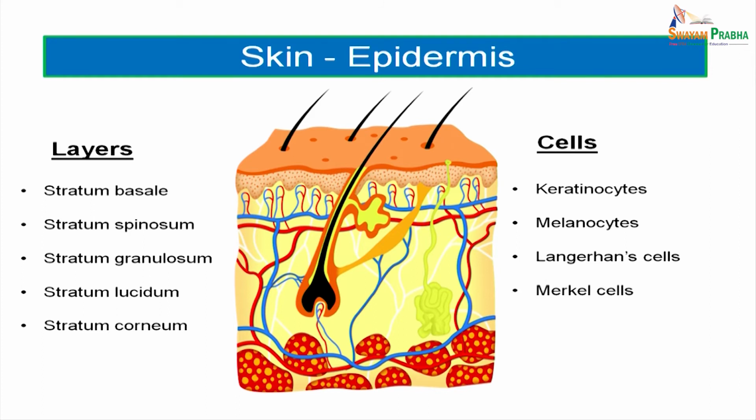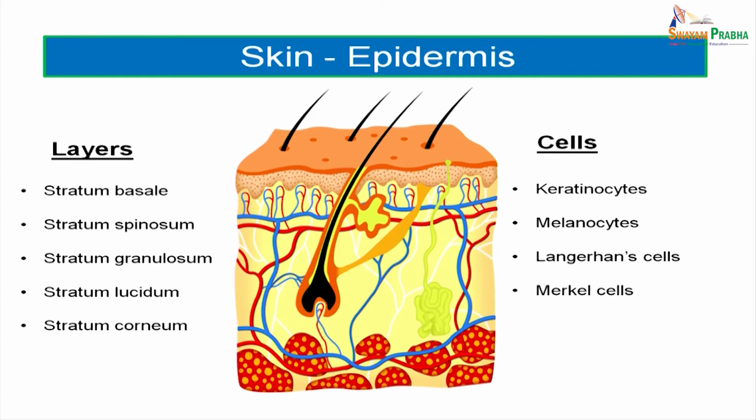And the last variety of cells which we come across in the epidermis is the Merkel cells. These are predominantly present in relation to the basal layer, and they extend their processes between the stratum spinosum cells as well, and they are sensory in nature.